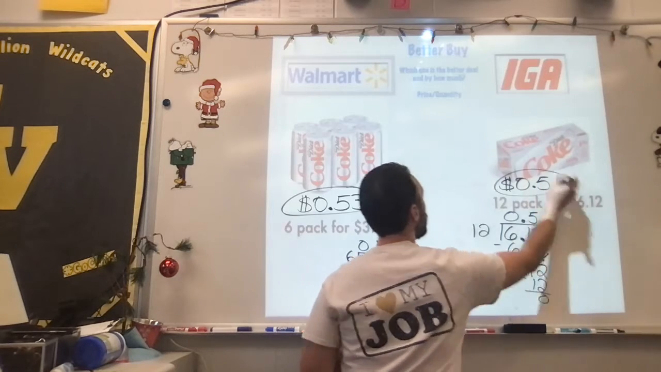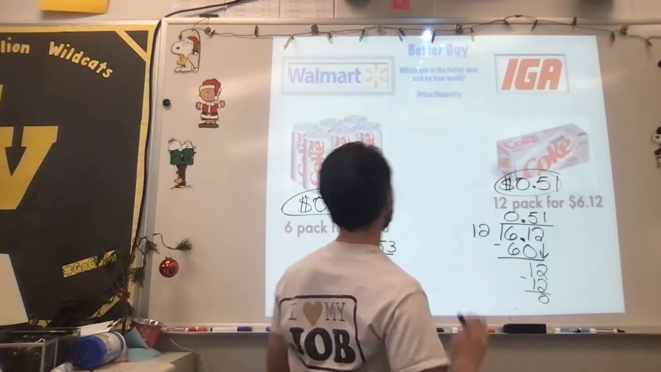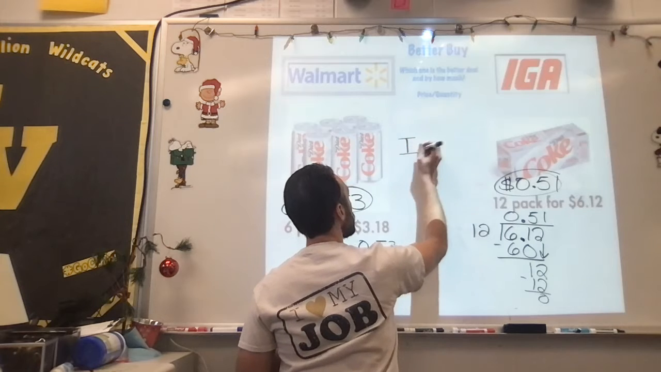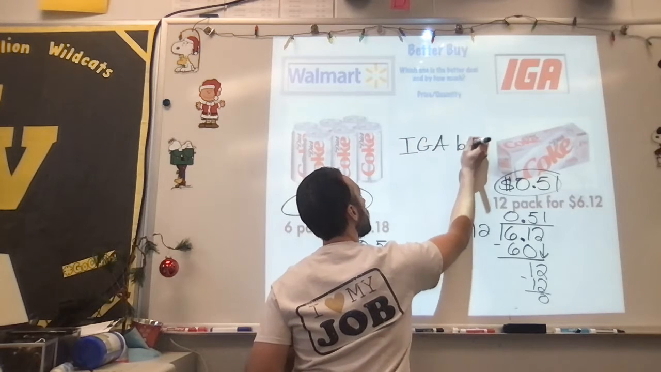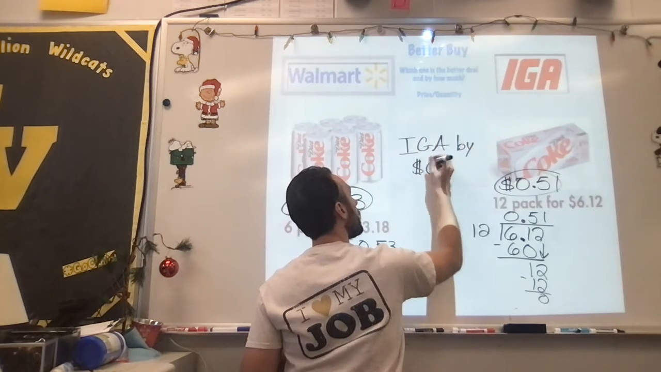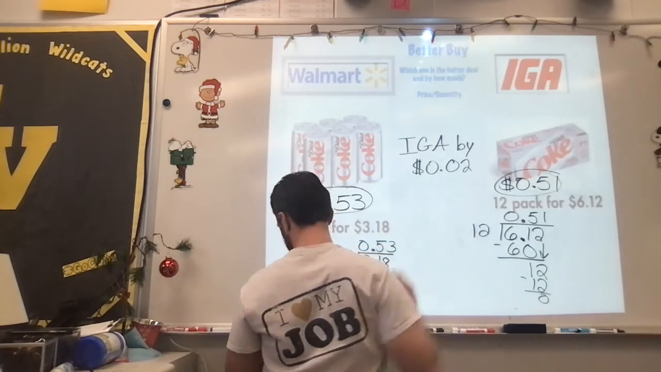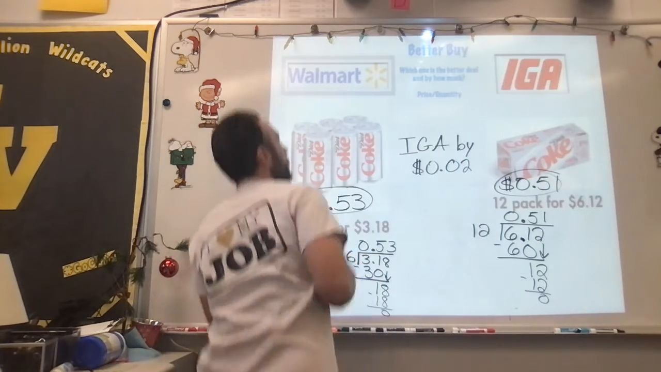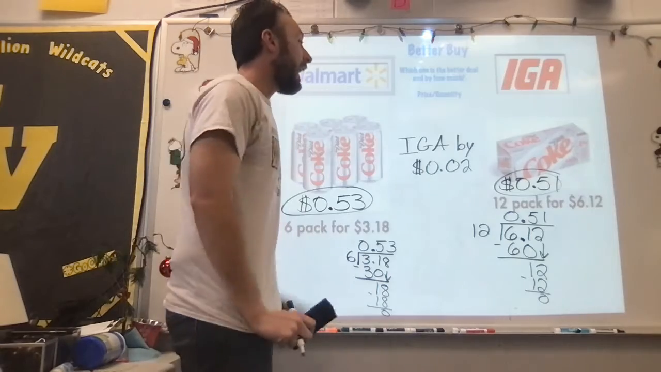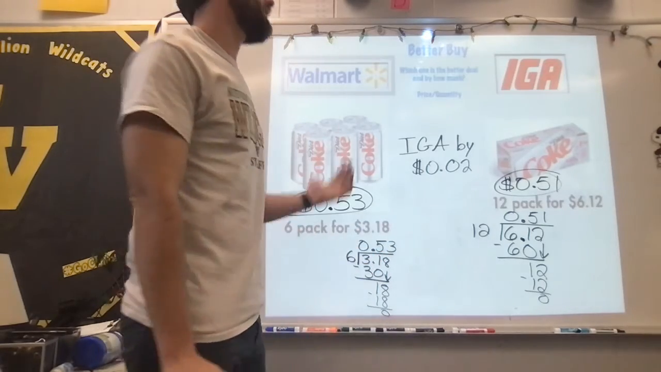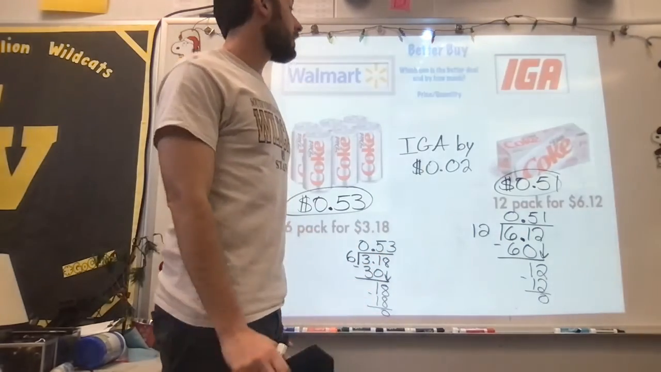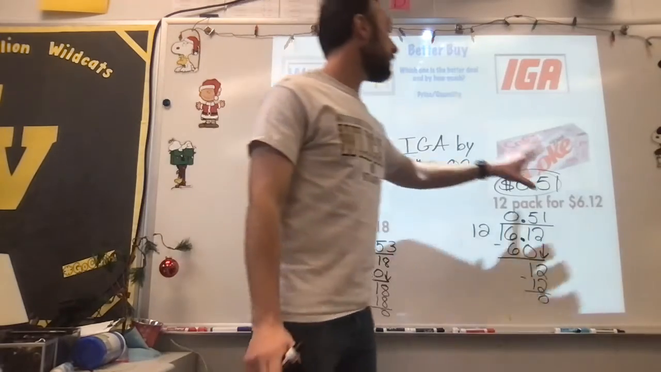That's its unit rate. So to answer the question, which one's the better deal? Well, IGA, it costs 2 cents less. So that is my better deal by 2 cents. So you might be wondering, hey, it's only 2 cents. Hey guys, 2 cents week after week can add up per can. So that's what we can use unit rate for.